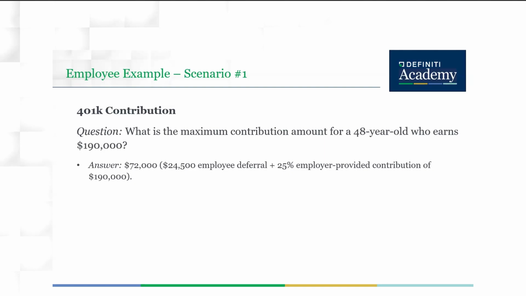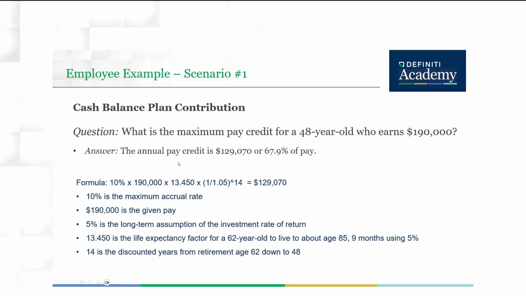So let's go to the next slide. In this example, we solve for a pay credit of 129,000 for that same 48-year-old who earns 190,000, and that far exceeds 72,000. We used our advantage that he is sponsoring a plan for the first time at the age of 48.